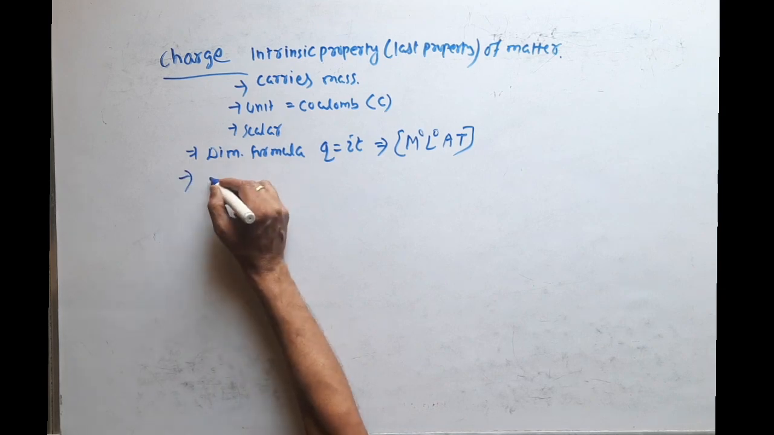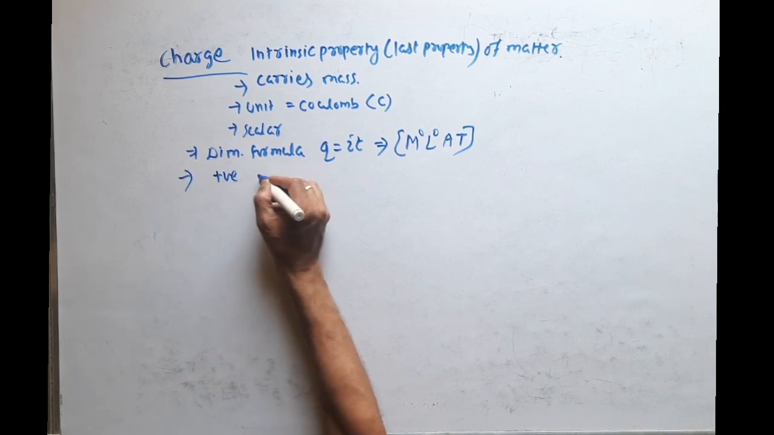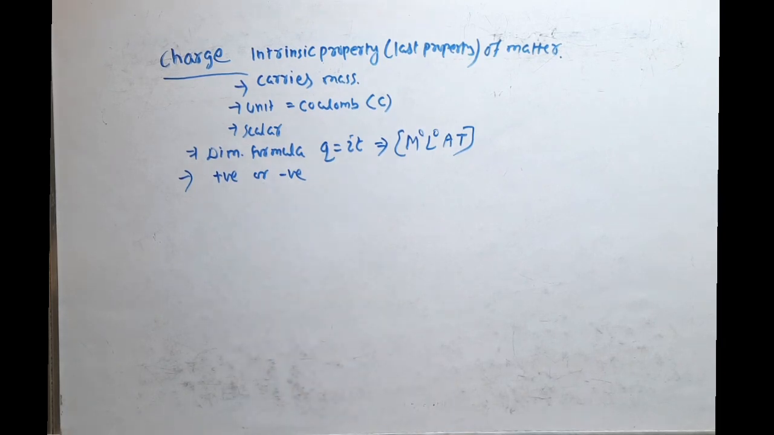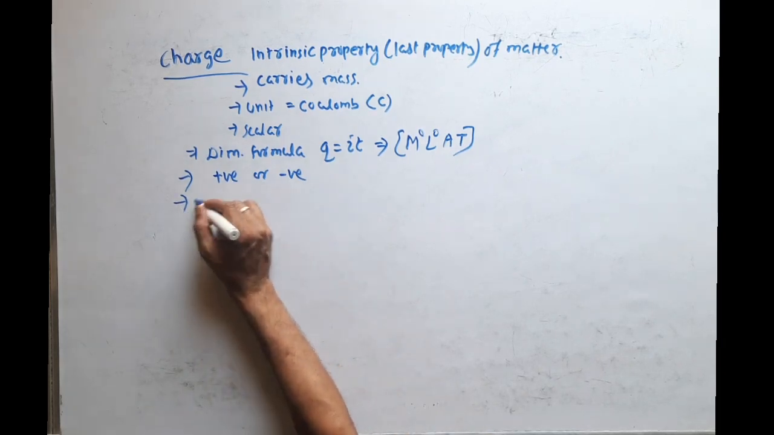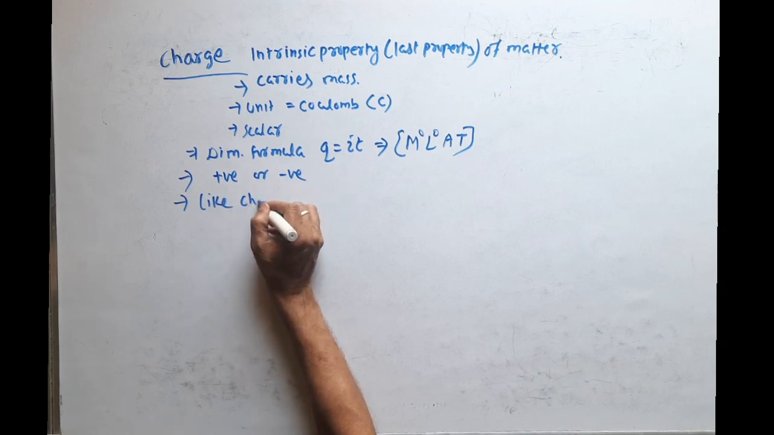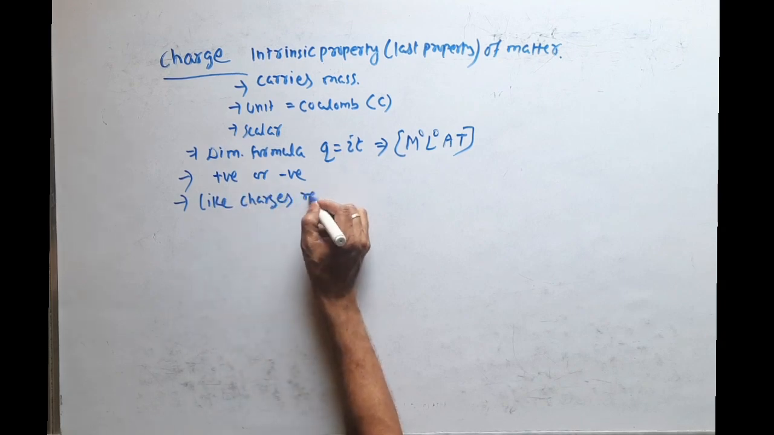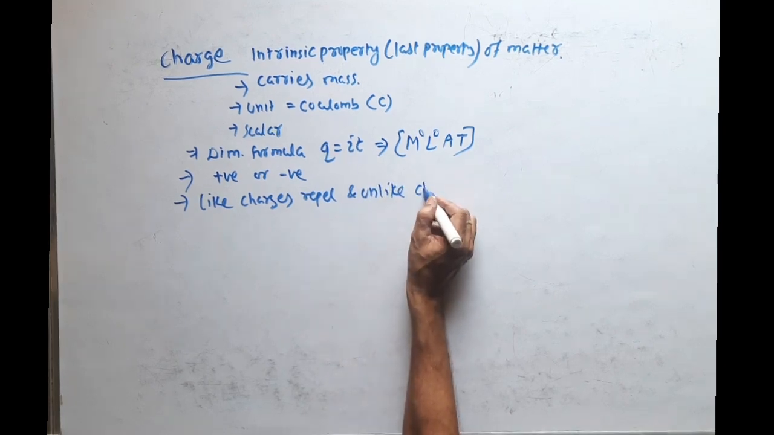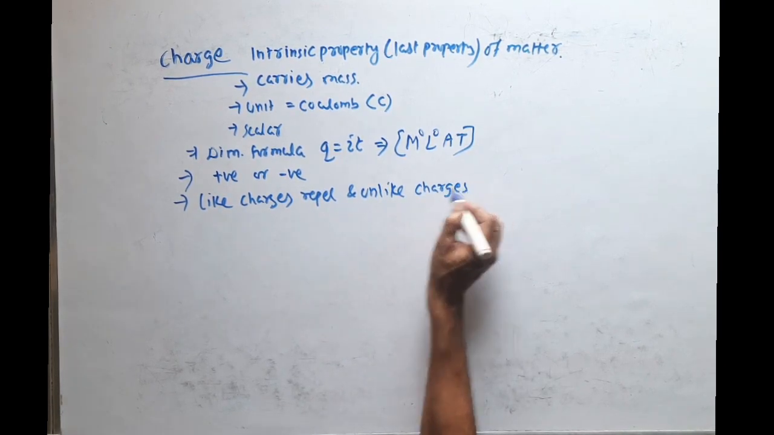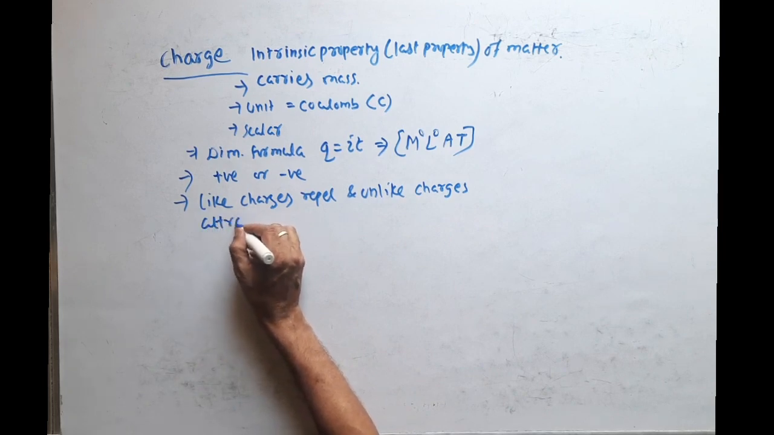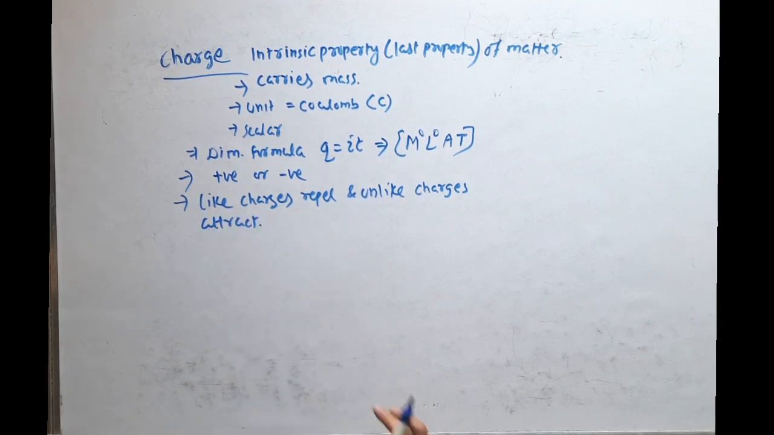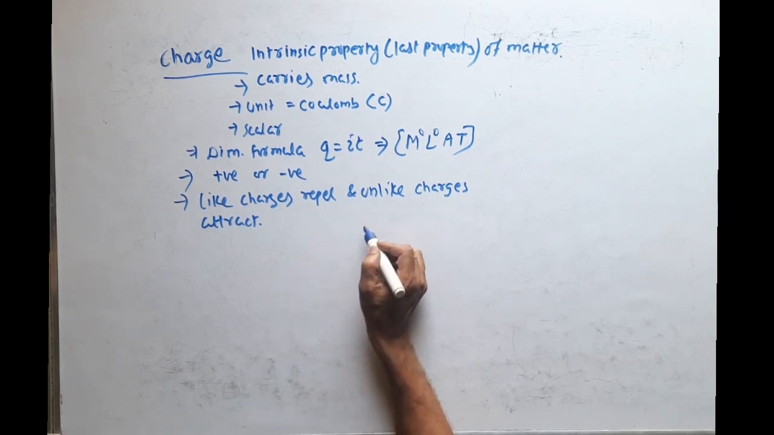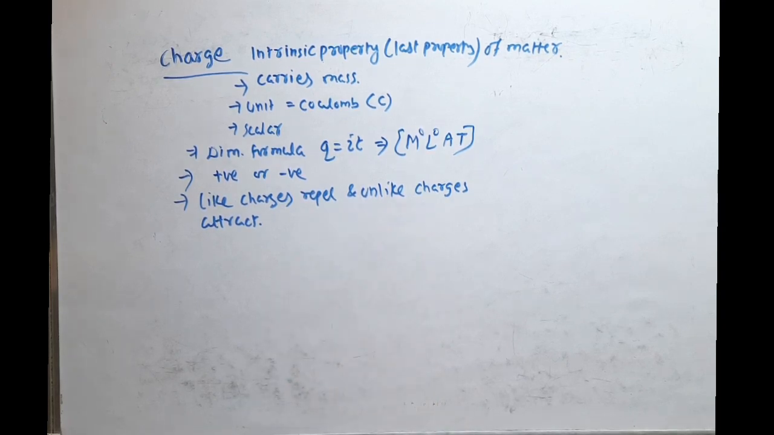Then types of charge. Charge may be positive, may be negative. I have already discussed what positive charge is and what negative charge is. Like charges repel and unlike charges attract, which is called Coulomb's law. So if there are two positive charges, they will repel. If there is one positive and another negative, these two charges will attract.